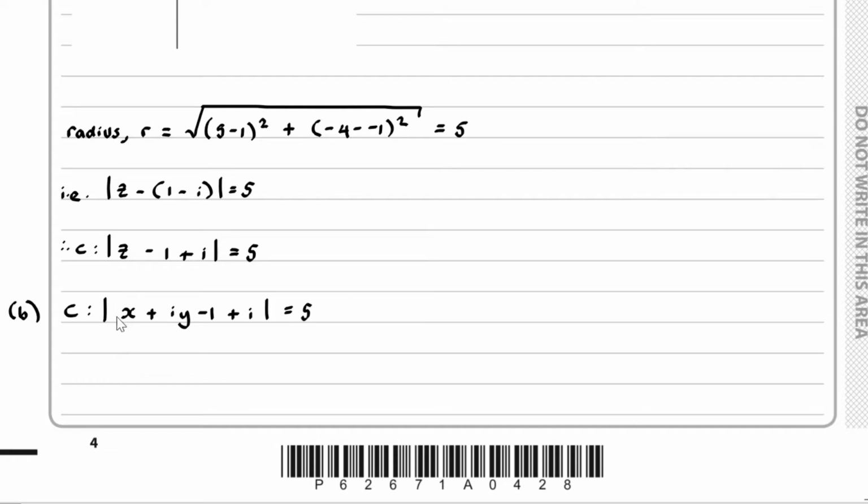So if we gather all the real parts, we've got x minus 1 plus i lots of y plus 1, and obviously we enclose this in mod symbols. This is equal to 5.